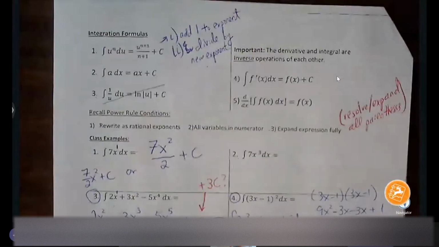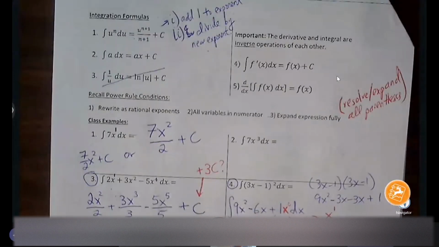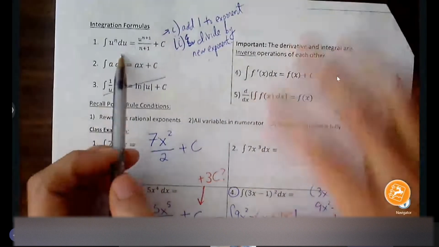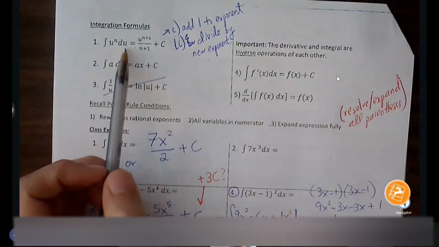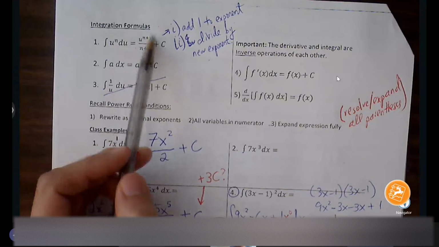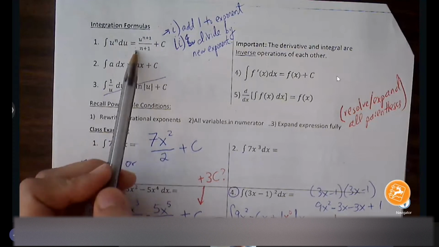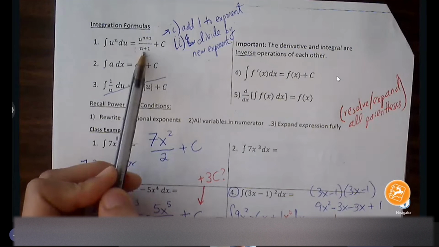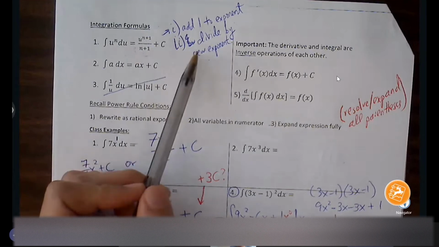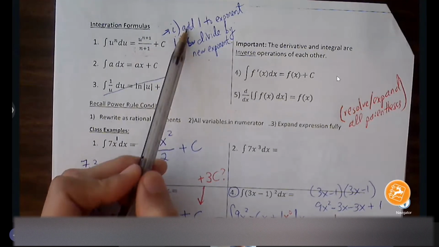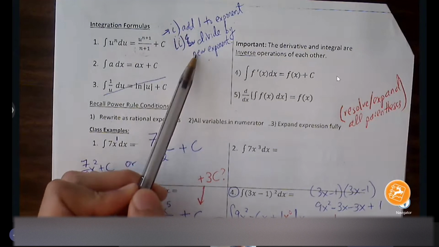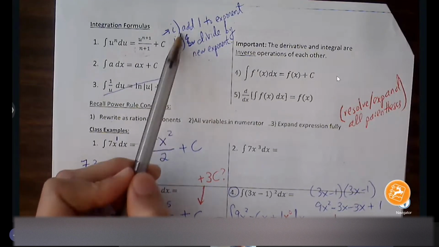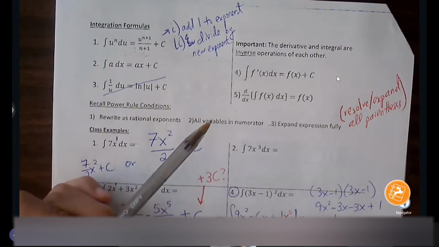All right, so to recap where we left off yesterday, we talked about how we have power rule for integrals as well, which is basically undoing the process that we did with derivatives. So instead of subtracting 1 and then multiplying by the exponents, we're now adding 1 to the exponent and dividing by the new exponent.